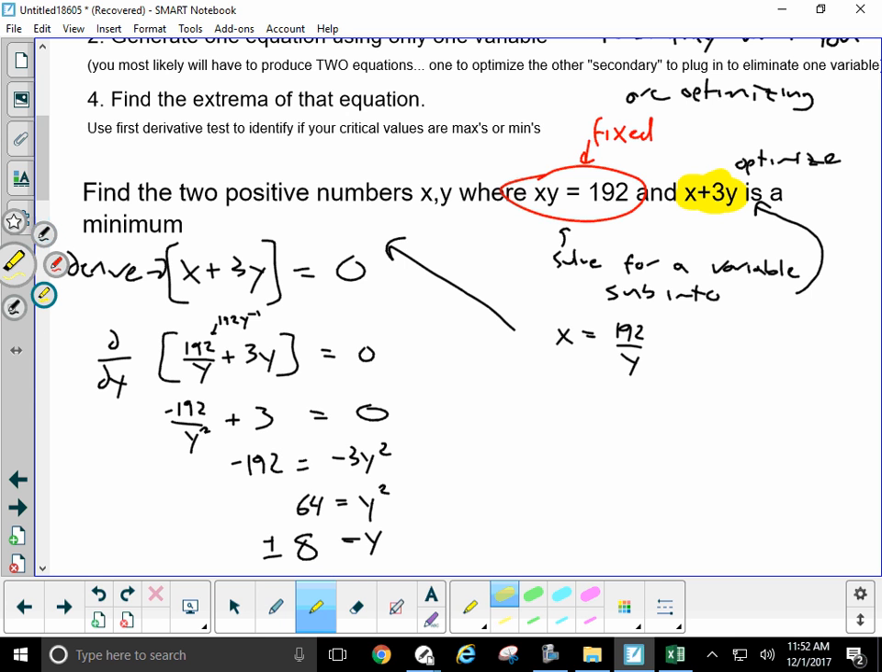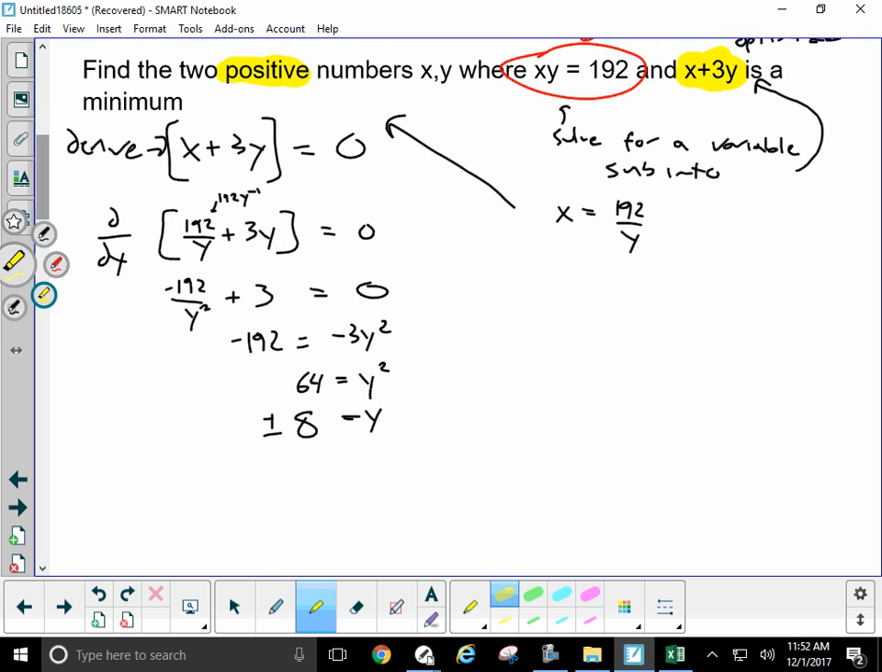However, we are told in the problem that we are finding two positive numbers. So I'm going to use just a positive 8. So it turns out when y is positive 8, then I can use this already kind of fixed relationship to find x. 192 divided by 8 is 24.